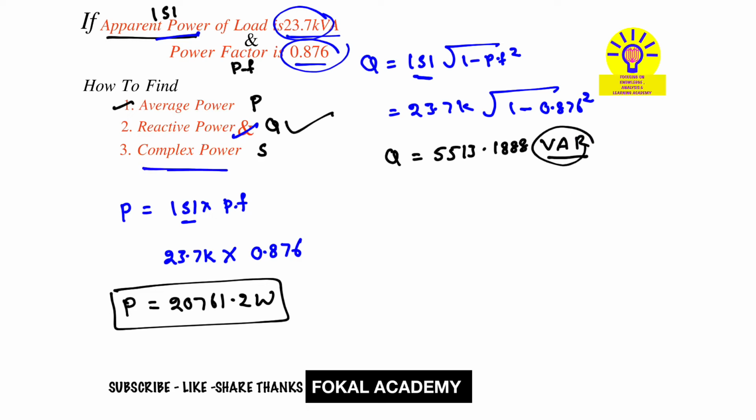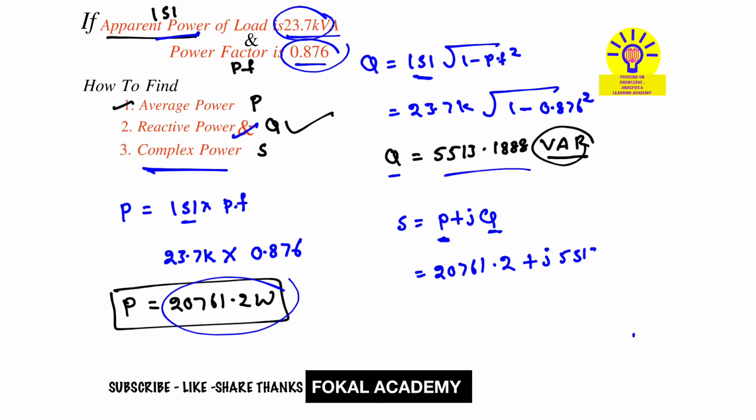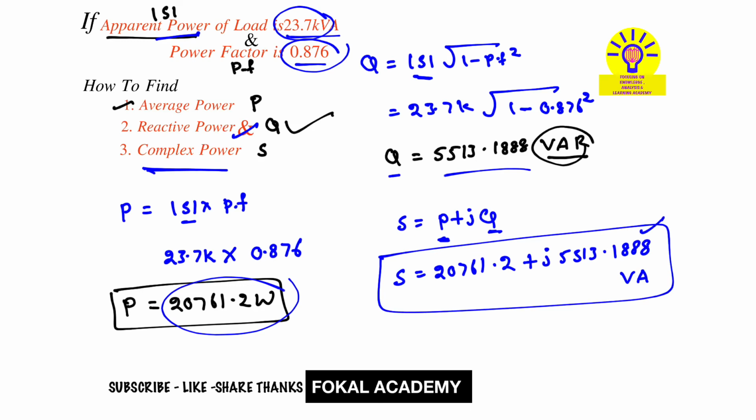Now find the complex power. We know that complex power is nothing but average power plus j into reactive power. Here average power we got 20,761.2 plus j, and Q we got 5513.1888. For the complex power, the unit is volt ampere. And this is the complex power, and this is the reactive power, and this is the required average power. And this is the process of simplification.